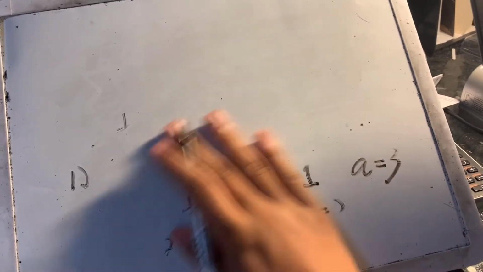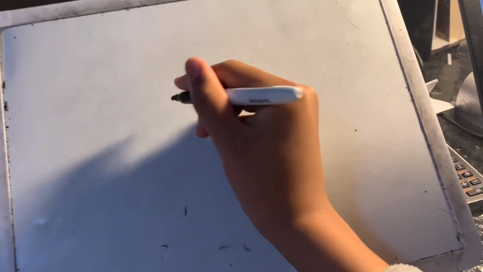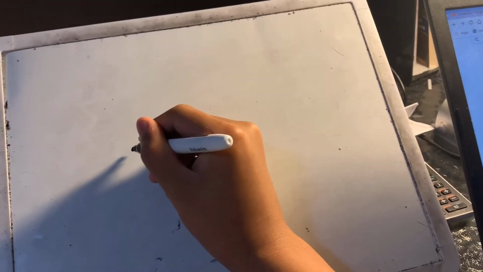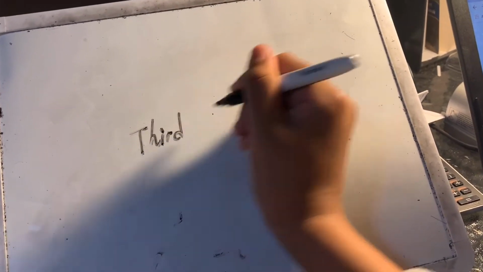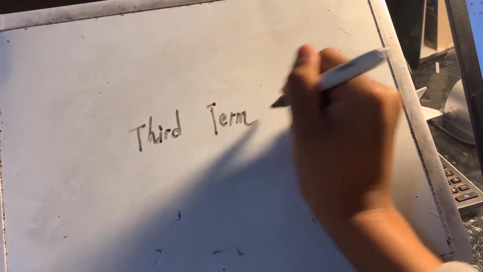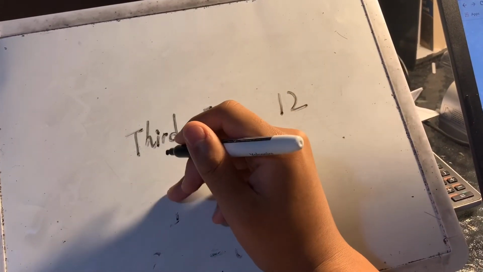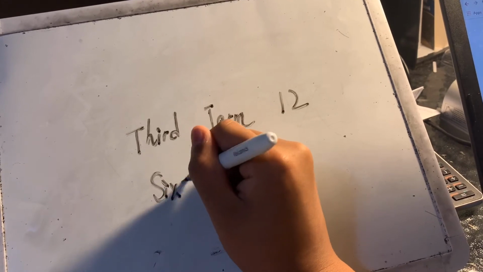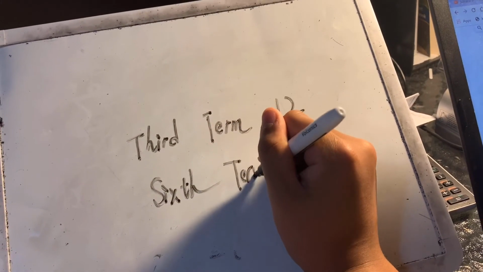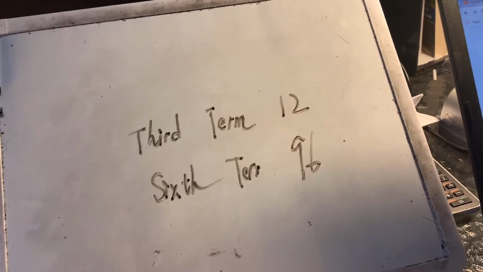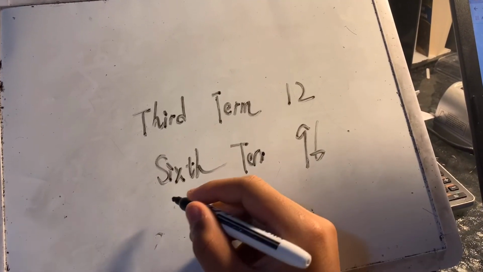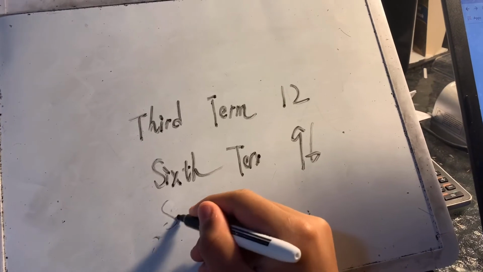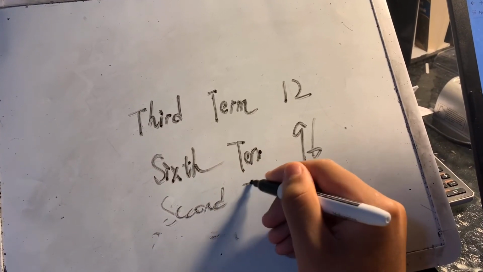And let's give you another example. The third term is 12. The sixth term is, wait, let me calculate it, 96. And it requires you to find the second term. What is it?